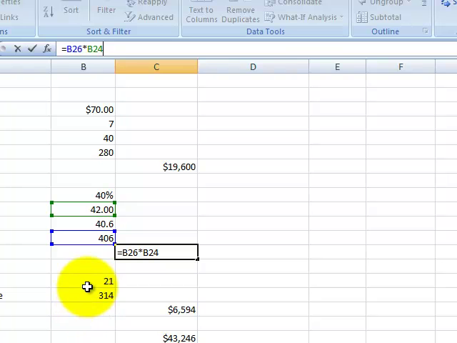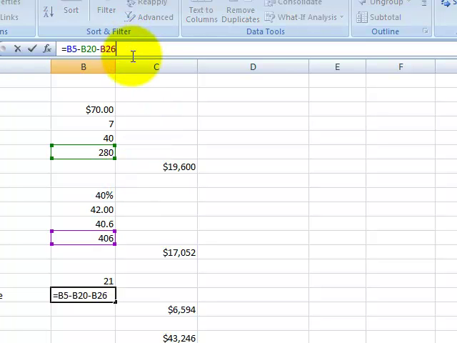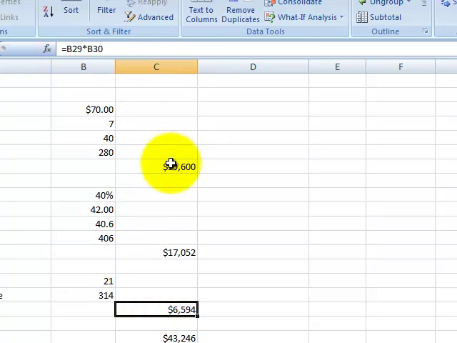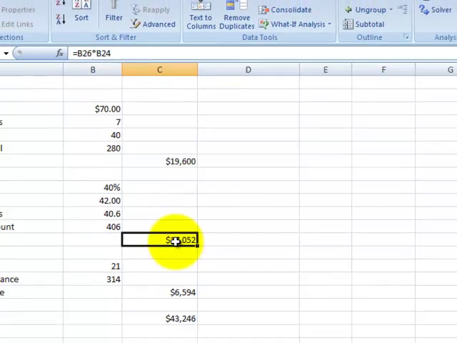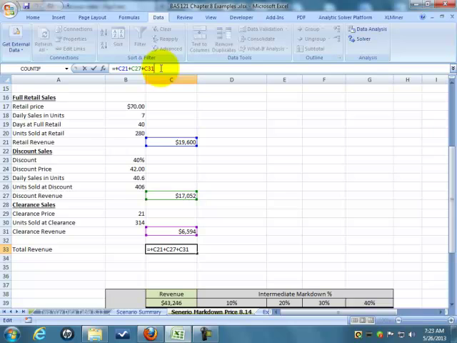And then the clearance makes an assumption that at the clearance price, all our units are sold. So this is just the total in inventory minus the total sold at full retail price minus the number sold at the discounted price. So that gives us our revenue for retail, our revenue at the intermediate price, and our revenue at the clearance price. And of course, our total revenue is the sum of all three.